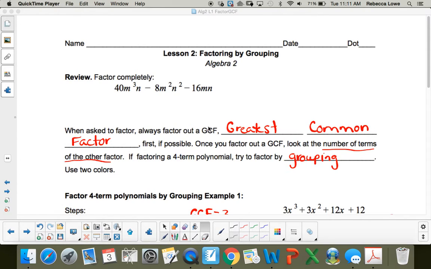This is our second lesson of factoring by grouping. Probably one of two videos. Hopefully we get it in two. So first we're going to start with a review of factoring like we did in lesson one.